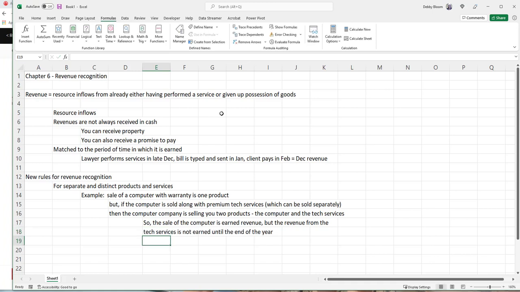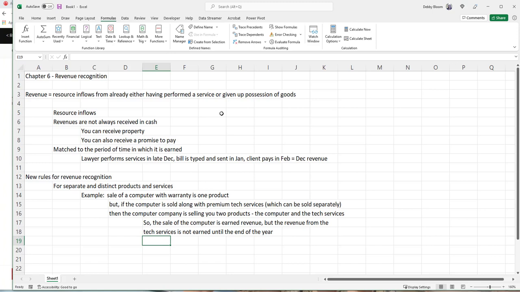So what we're going to have to do is, if a computer is sold along with premium tech services, and that's just an example, there are several examples in the book of bundling of goods and services or bundling two goods together. So for example, if you buy a product and they give you a right to a future upgrade, and this is important too, that the second product also has a market value, can be sold separately.